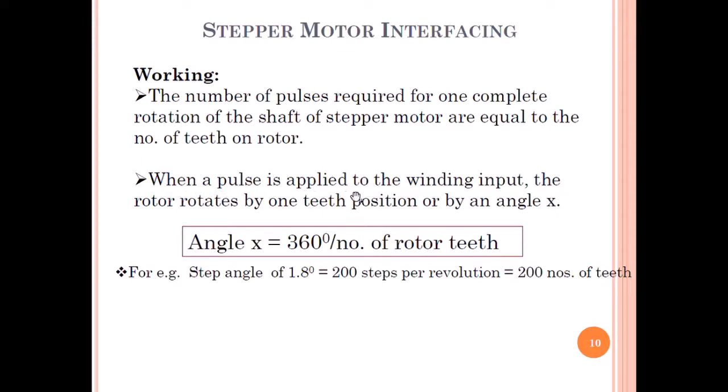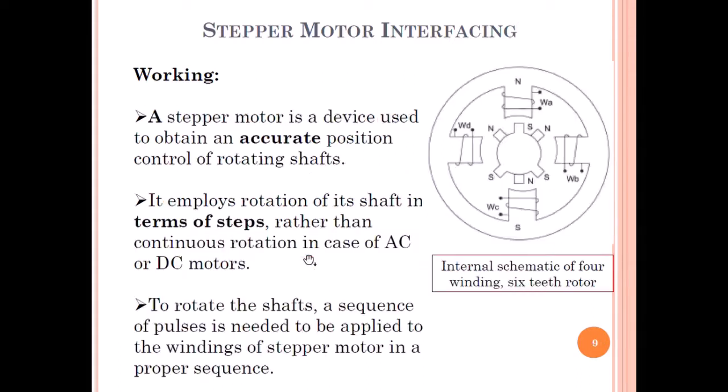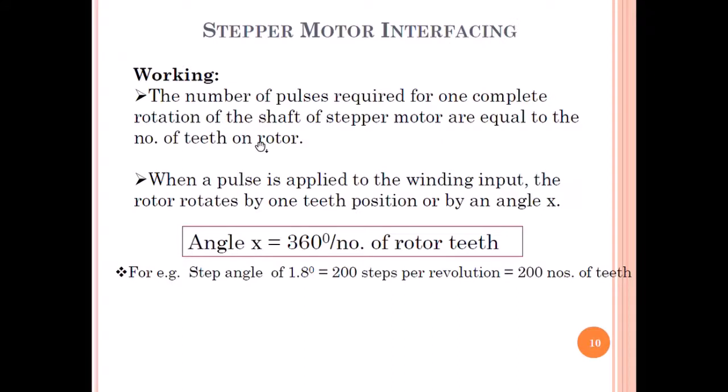When a pulse is applied to the winding input, the rotor rotates by one tooth position, by an angle x, where angle x equals 360 divided by the number of rotor teeth. Simple unitary method. One complete rotation is 360 degrees, and for 360 degrees we need as many pulses as the number of rotor teeth. So the angle covered within one input pulse is 360 divided by the number of rotor teeth.